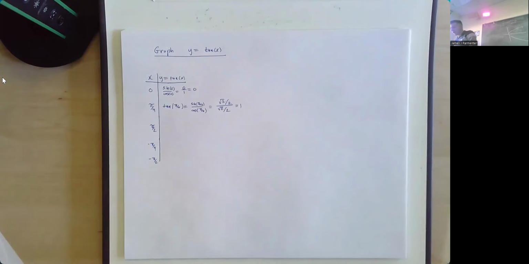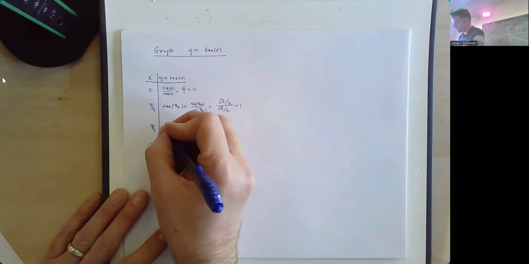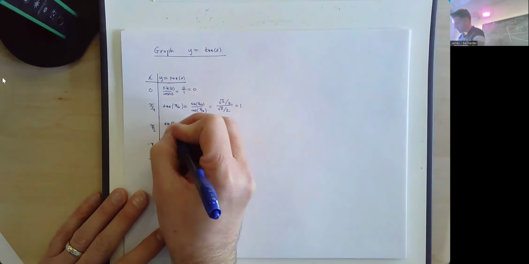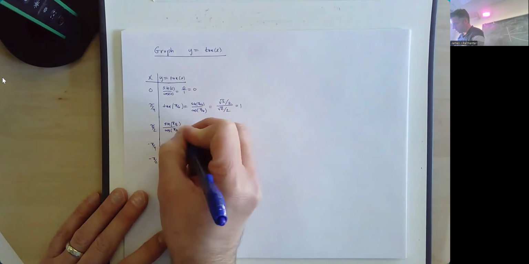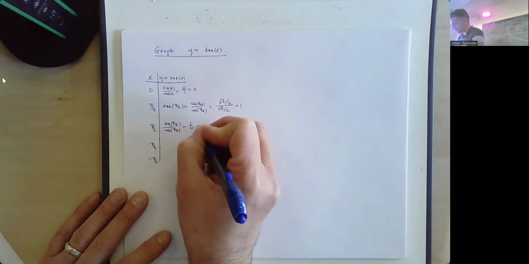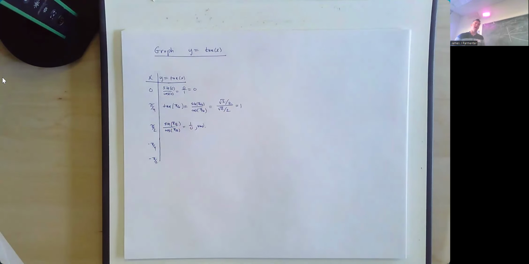Okay. And then tangent of pi over 2 is unfortunate. It's sine of pi over 2 over cosine of pi over 2, which is indeed 1 over 0, which is undefined. We're going to get a vertical asymptote there. We have division by 0. And when you have not 0 divided by 0, that almost always means you have a vertical asymptote on your graph.